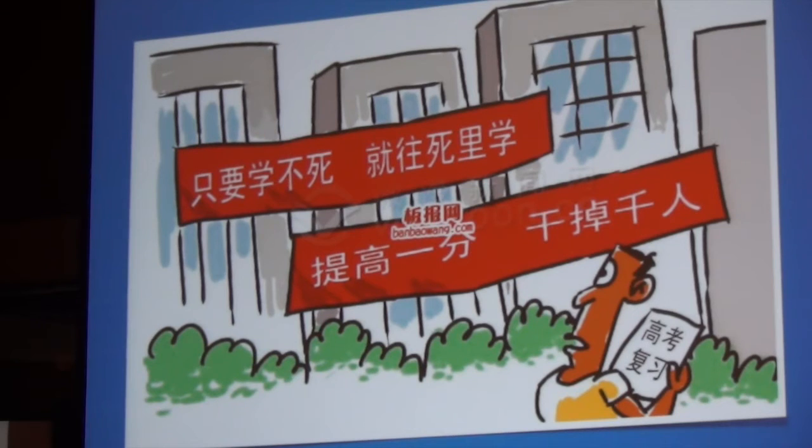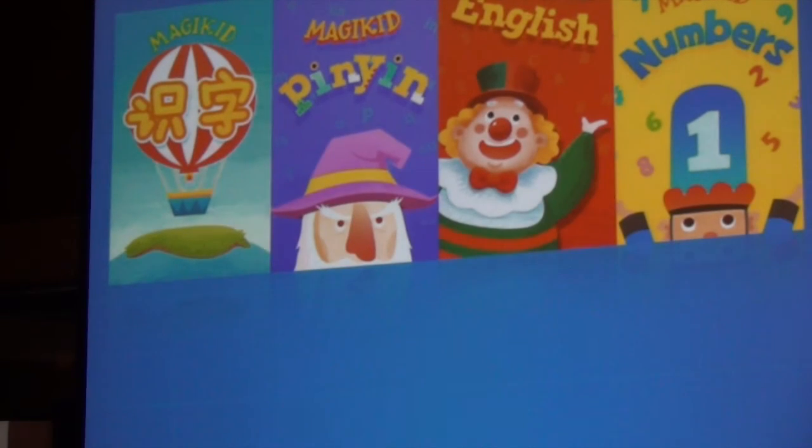Yeah, that's interesting. But it's really happening. Yes. And this will mean that even if one score is higher than others, you will be better than thousands of people because of the huge competition. So that's what happened. So we choose this also. We choose Chinese, Pinyin, English, numbers.